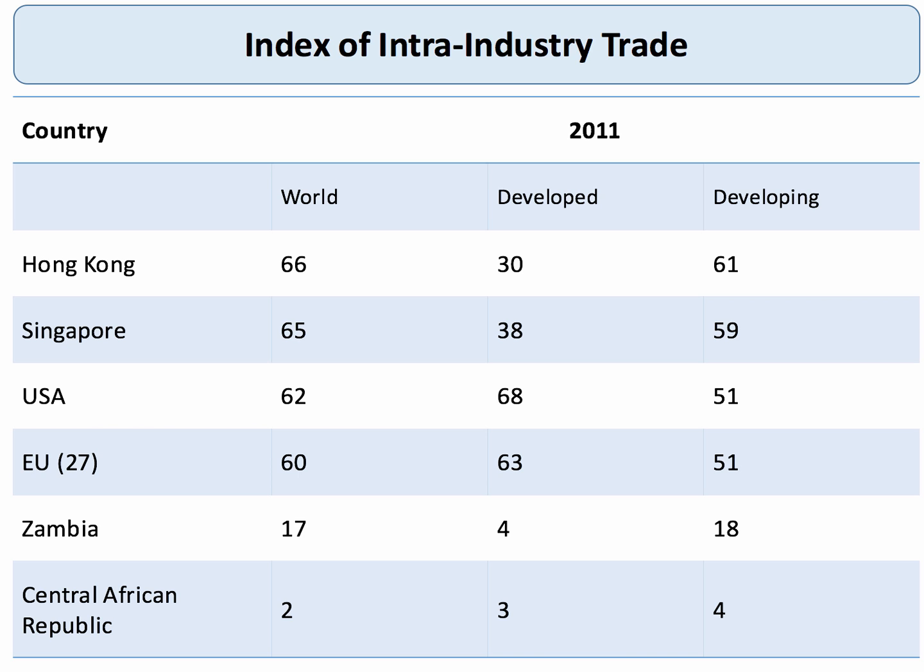You can see that Hong Kong and Singapore and countries like the United States have the highest intra-industry trade figures, 66, 65, 62 respectively. The European Union, there are now 28 countries, of course. Croatia came in 2013, had an index of 60. So developed countries tend to have quite high intra-industry scores, whereas I put in a couple of countries there, Zambia with a score of 17, and the Central African Republic with a score of 2. That is in fact the country with the lowest intra-industry trade score in the world.